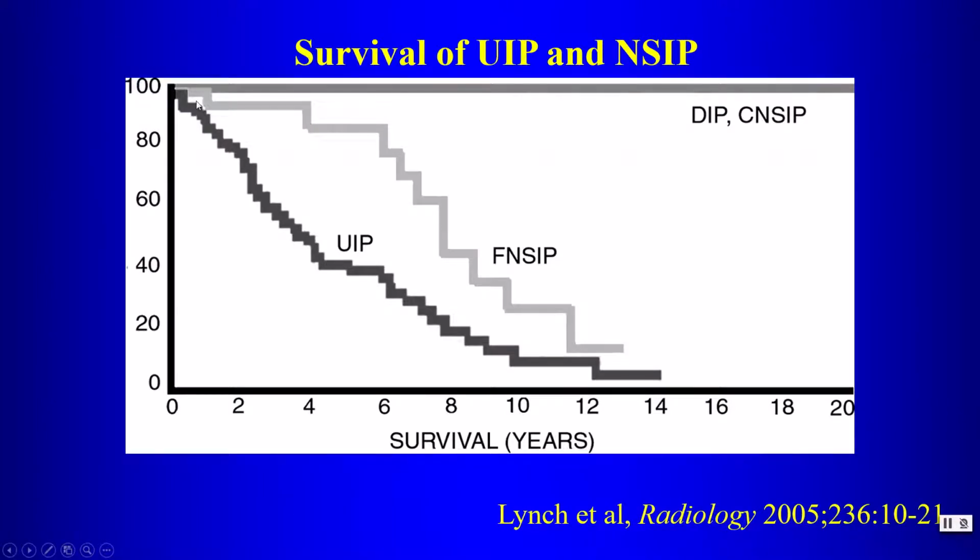So here we look at the survival curve of a UIP pattern, so you can see that the survival here is not very good. And fibrotic NSIP, although the survival is better, they still have a worse prognosis than cellular NSIP. So the more fibrosis there is with NSIP, the worse the prognosis. Patients with cellular NSIP, the survival in those patients is pretty good.